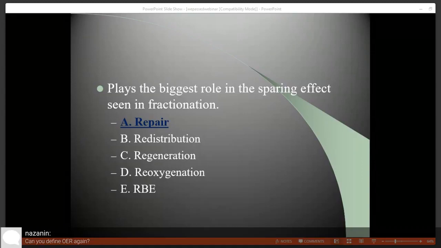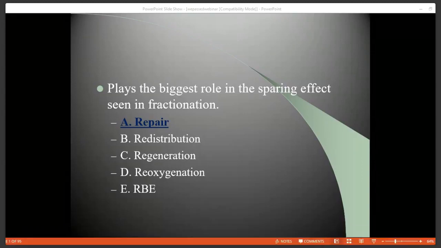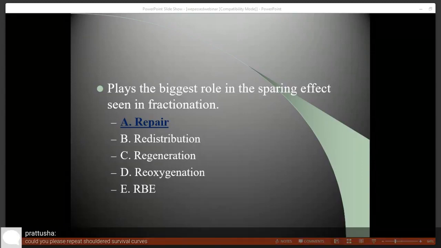Okay, so shouldered survival curves are associated really with more complex cells. So human cells, mammal cells. If you irradiated a petri dish of bacteria cells, very simple cells, you wouldn't have a shoulder curve. You'd have a straight line, essentially meaning that as you increase dose, you see a linear reduction in cell survival. Those cells tend not to be able to repair radiation damage. But mammal cells are a little bit more complex.